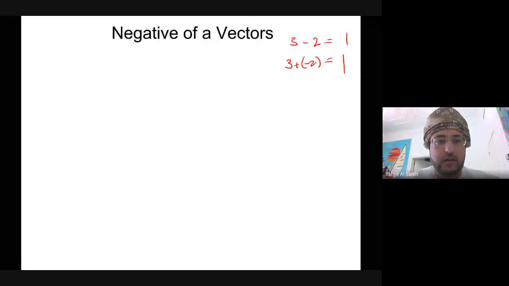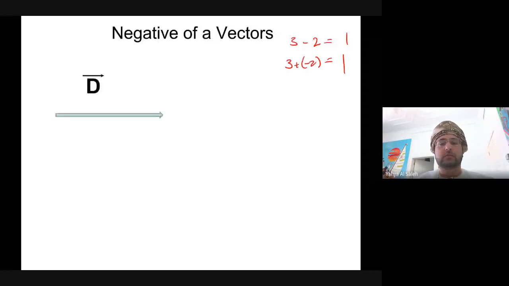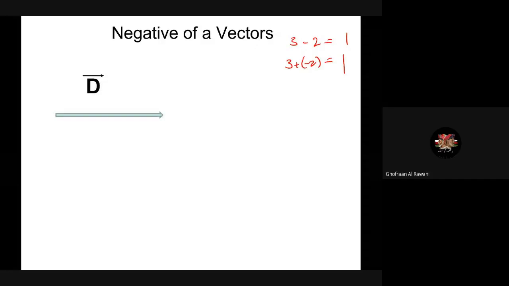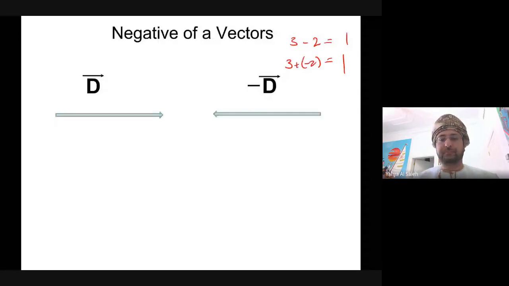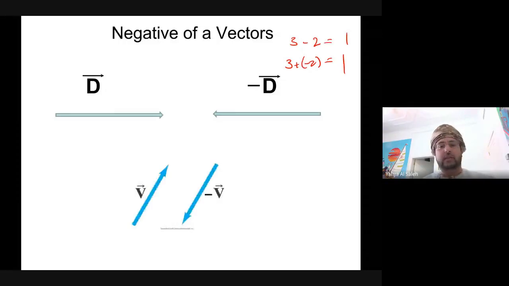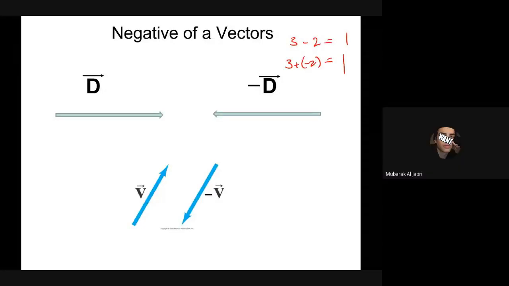Say I have a vector D this way. What is minus D? The opposite direction. Same length, opposite direction. Correct? Say I have a vector V this way. Its opposite is this direction. Correct? Yes.